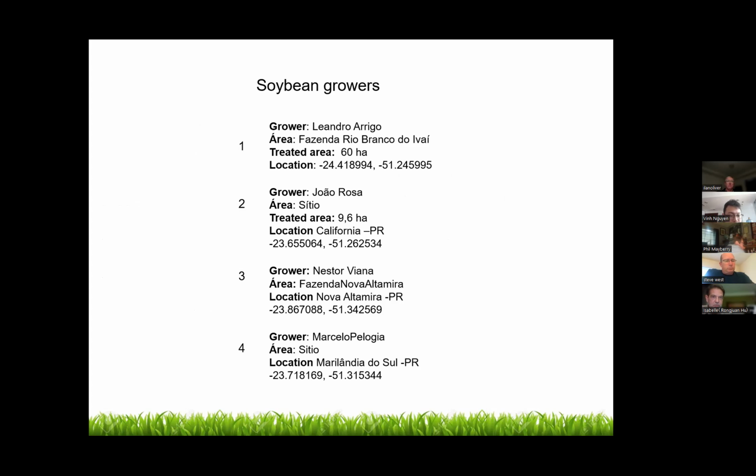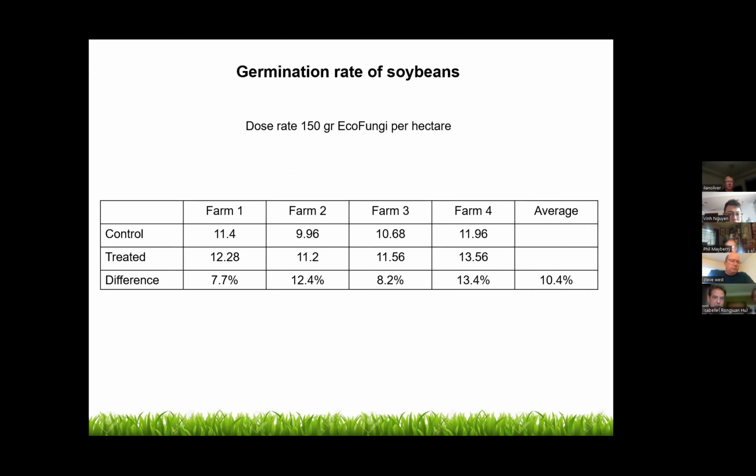Now I'm going to show you some results of growers in Brazil of soybeans. They use only very small amounts, 150 grams per hectare. That's 4 or 5 ounces per hectare, a couple of ounces per acre. And you can see the different farms, completely different geographical areas, totally different soils. We got a consistent improvement in production, on average of 10%.